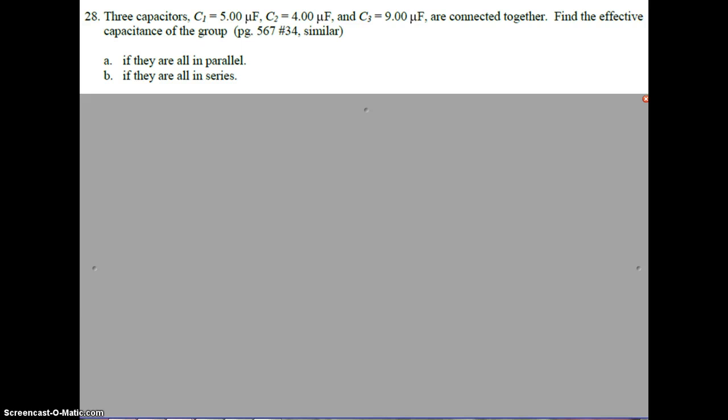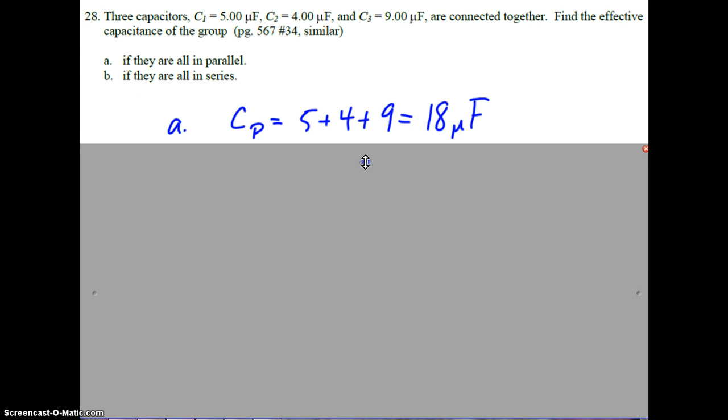3 capacitors, C1 5 microfarads, C2 4 microfarads, and C3 9 microfarads are connected together. Find the effective capacitance of the group if they are in parallel, and B if they're in series. Whenever you hear the term effective or equivalent, it means the same thing as total. They want us to find the total capacitance for these 3 capacitors if they're in parallel for A, and for B if they are connected in series.